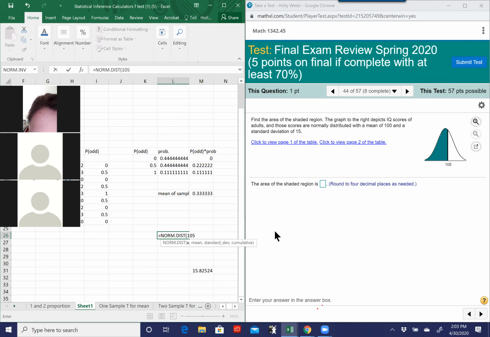What is our mean here, y'all? What does it say our mean is? 100. And our standard deviation? 15. And we do need 1 for cumulative. That should give us our area to the left, and it's more than half. It's 0.6306.